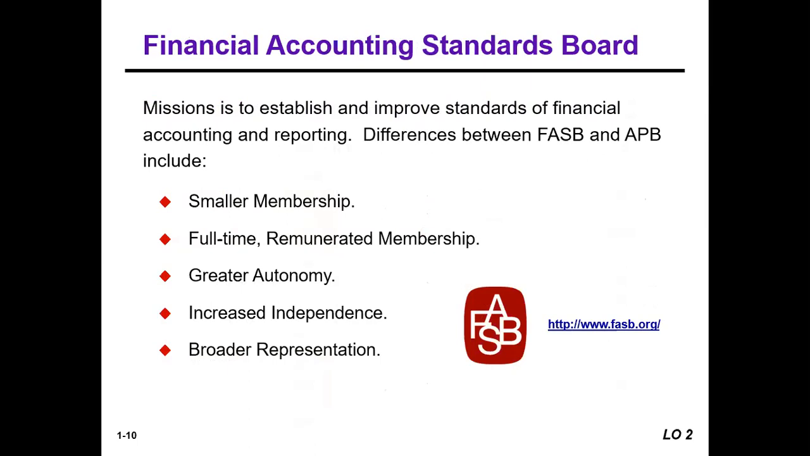So smaller membership. I think the Accounting Principles Board was made up of 18 to 21 members, whereas FASB, the Financial Accounting Standards Board, is made up of 7 members. They're full-time remunerated members, which means they are essentially full-time employees, and they're able to renew their membership every 5 years if they still want to keep them on there.